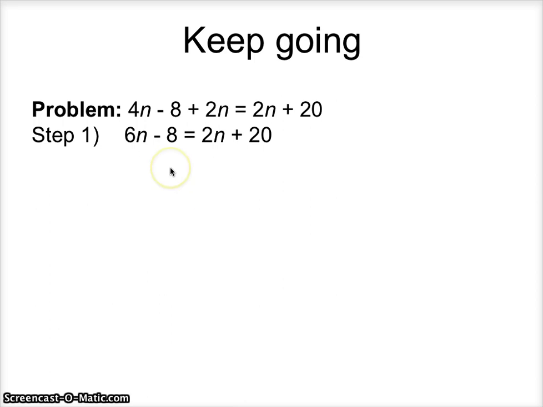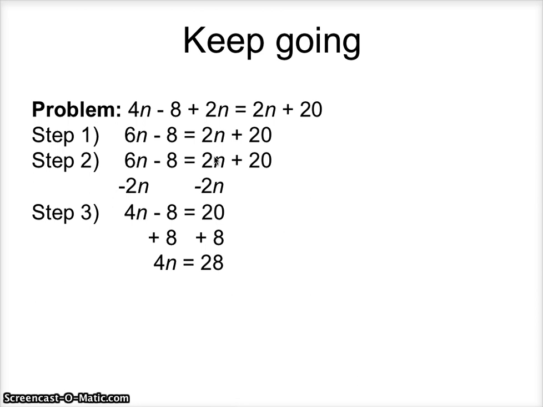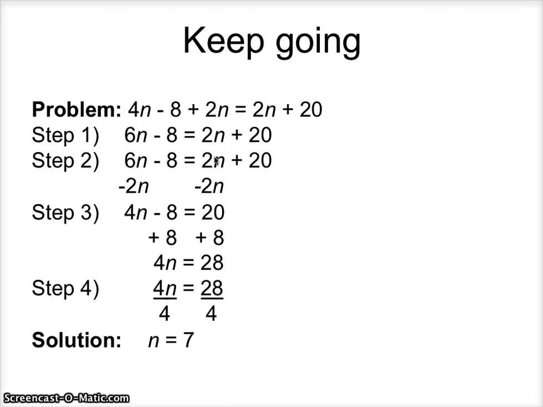All right. Next step. I need to get rid of either the 6n or the 2n. I'm going to pick the 2n because the 2n is smaller and isn't going to give me a negative number. So I'm going to take 2n away from both sides. 2 minus 2 is 0. 6 minus 2 is 4n. So I get 4n minus 8 equals 20. This looks familiar. I know what to do from here. I've got a negative 8, so I'm going to add 8 to both sides, which is going to give me 4n equals 28. Easy now. Divide both sides by 4, and I get n equals 7.